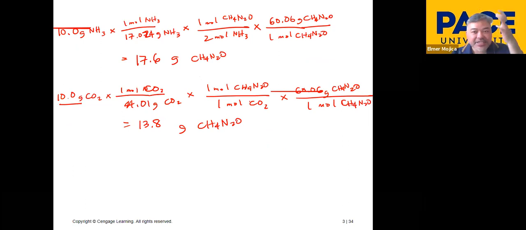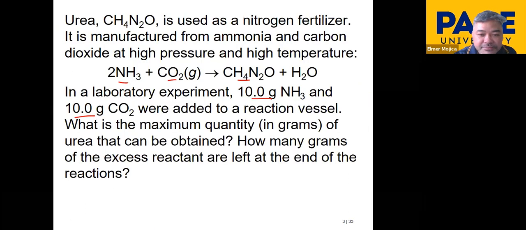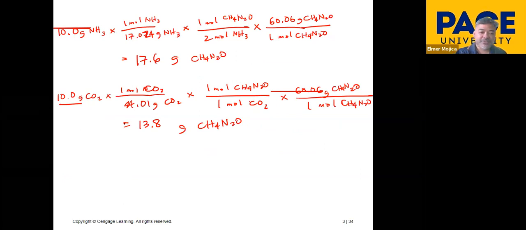For the NH3, not all of the NH3 will react, because the next question that we have is, how many grams of the excess reactants are left at the end of the reaction? So we need to determine, if we use all of this CO2, how much ammonia do we need to use? Because that's the question that we have. So we can start doing that again, but this time we have to determine how much of the ammonia we are going to utilize.